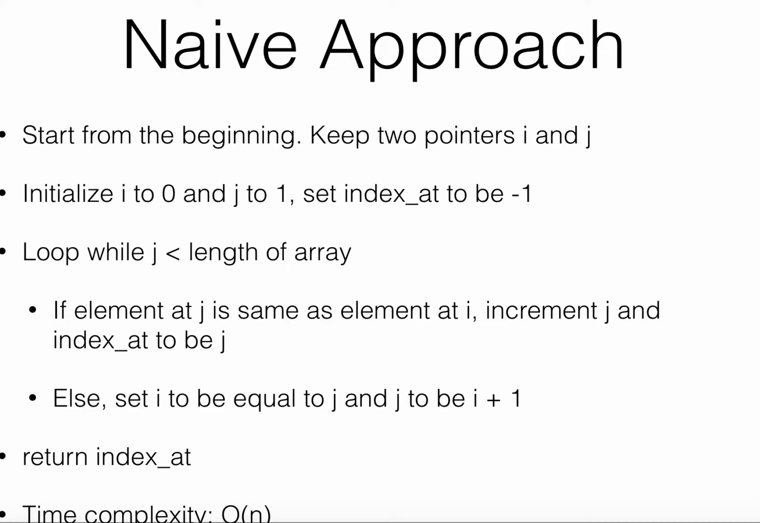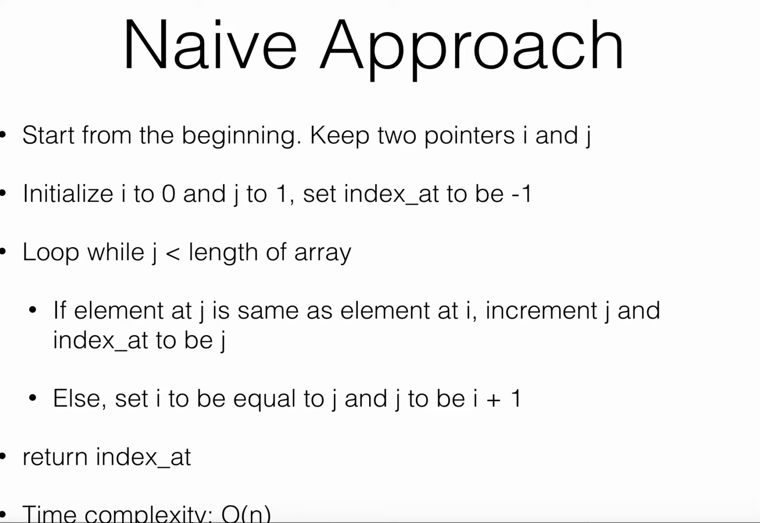You start from the beginning, you keep two pointers, i and j, and you initialize i to be 0 and j to be 1, and you keep a variable called index at, which basically stores the index of the last duplicate element that we have seen. And then you loop over the sorted array. And if you find that the element at index j is the same as the element at index i, then you keep on incrementing j, and then you update the variable index at to be equal to j, so that we are tracking the last duplicate element.